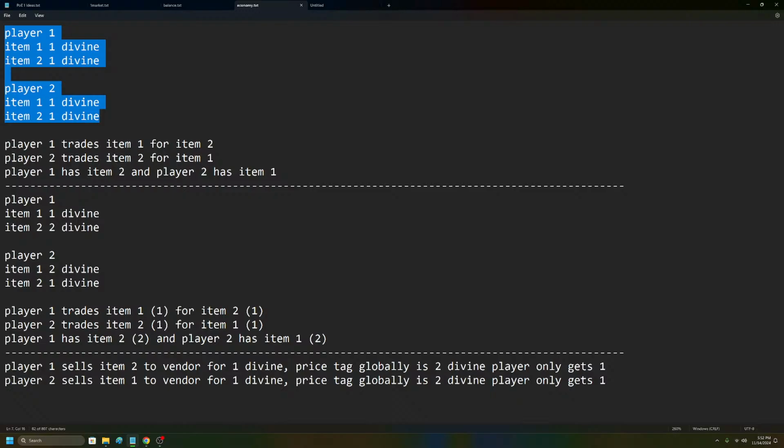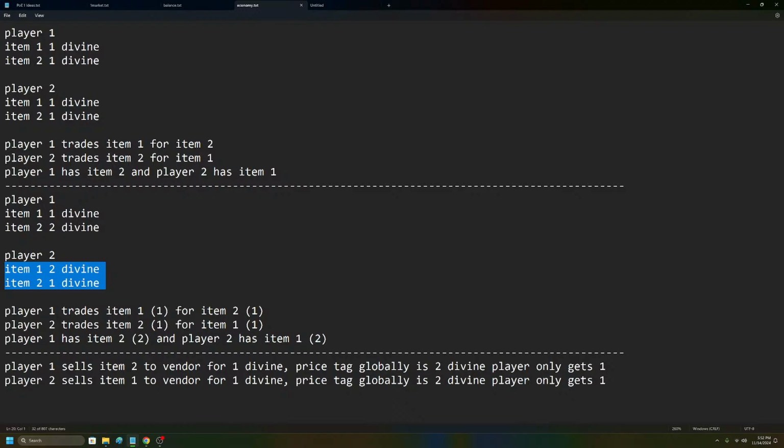You're not supposed to scam them with profiting, or you're not supposed to scam yourself with selling under the other people. No, it's not supposed to be like that. This is how it's supposed to be, right? And so this other example, right? If player 1's item 1 is 1 divine, their item 2 is 2 divine. Player 2, item 1 is 2 divine, item 2 is 1 divine.